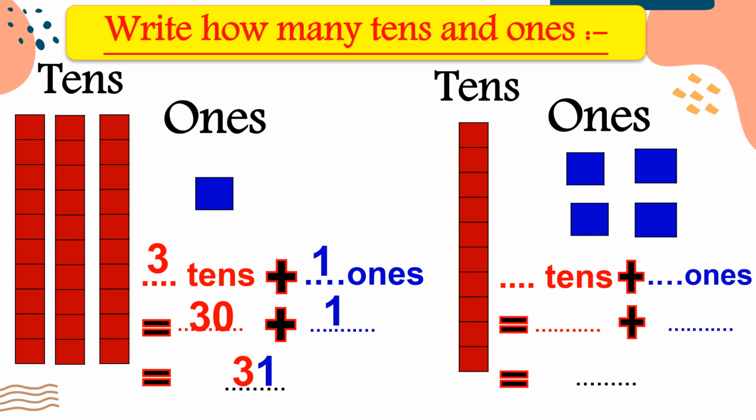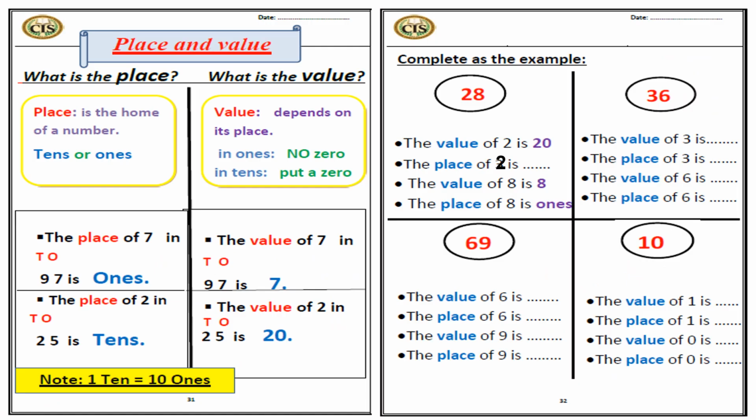Another example, if I have 1 stack and 1, 2, 3, 4. So 1 stack means 1 tens. And 1, 2, 3, 4, 4 ones mean 4 behind the ones. 1 tens mean 10 and 4 ones mean 4. So the answer will be 14. Place and value. What is the place and what is the value? The place is the home of the number, tens or ones.